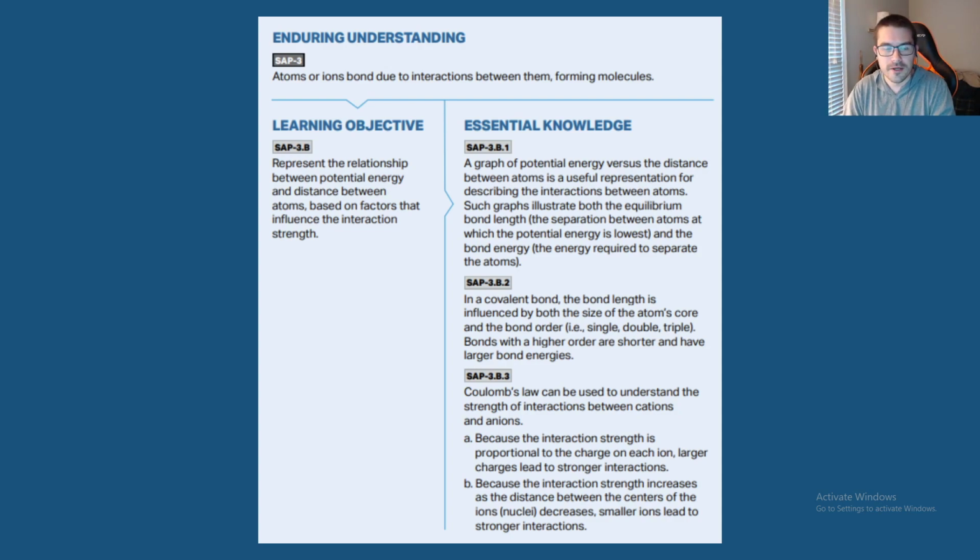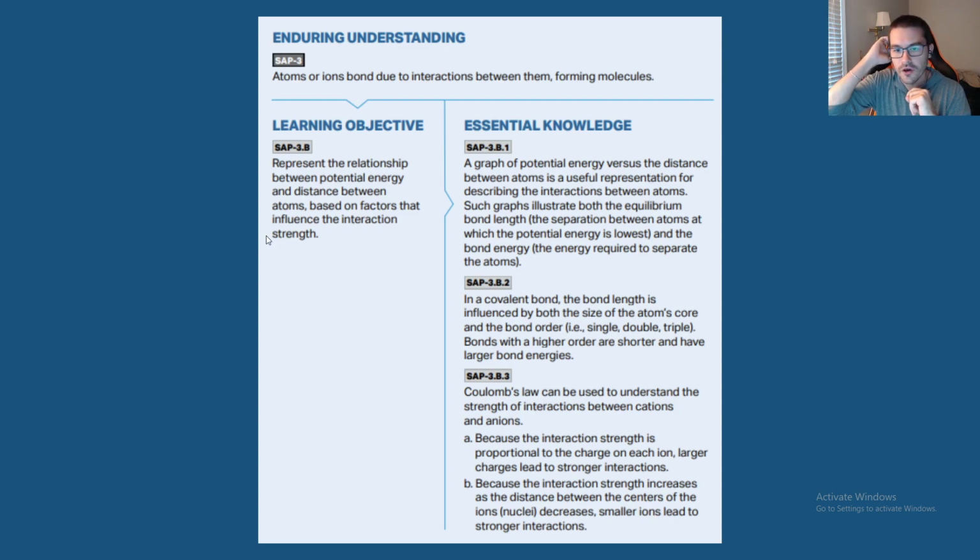This is the learning objective from the AP Chemistry course and exam description for 2.2. We need to be able to represent the relationship between potential energy and the distance between atoms based on factors that influence the interaction strength.